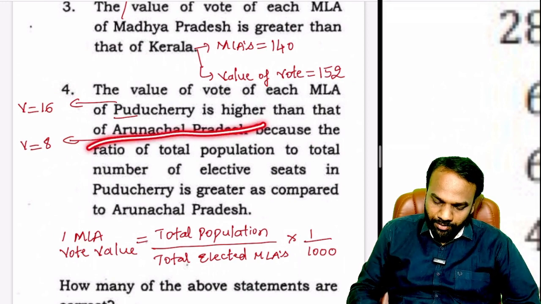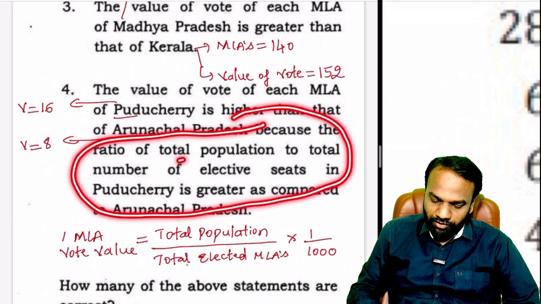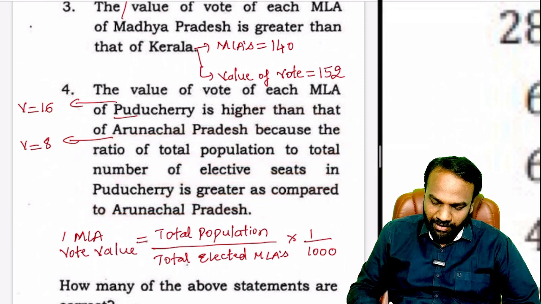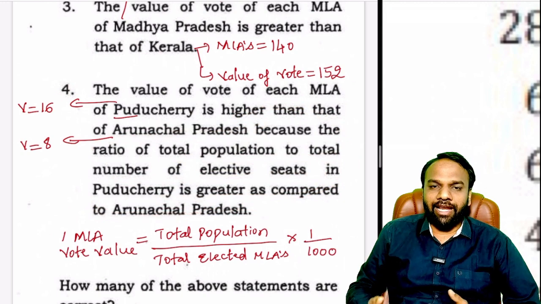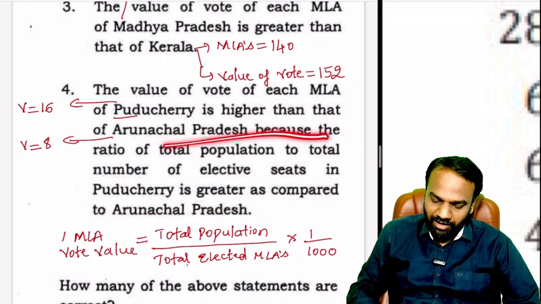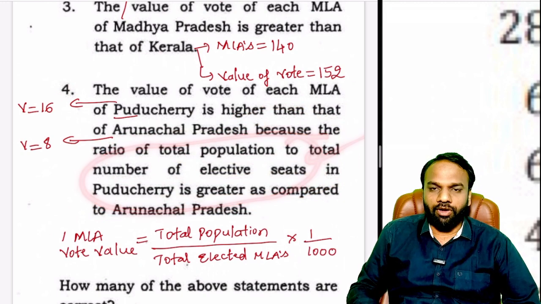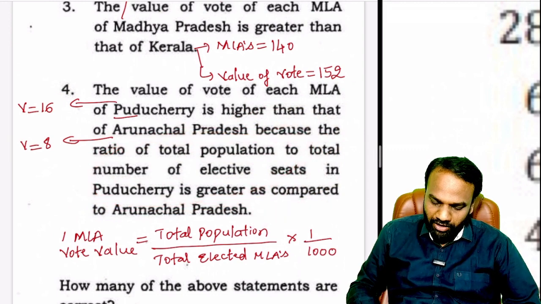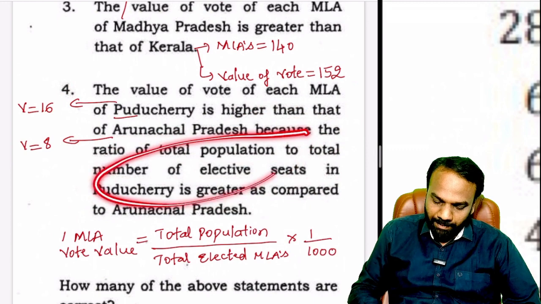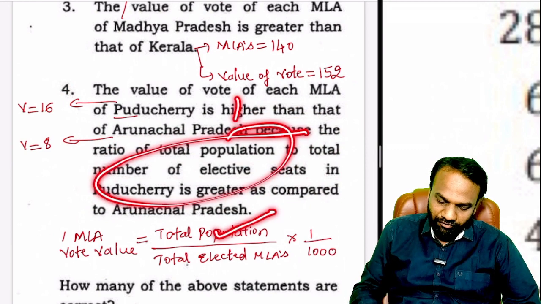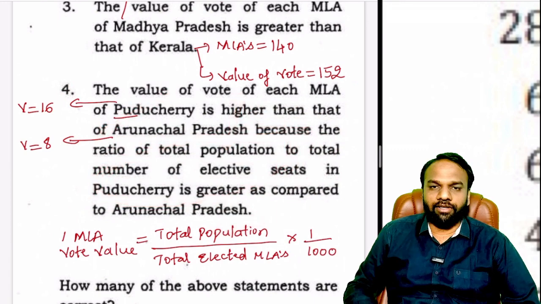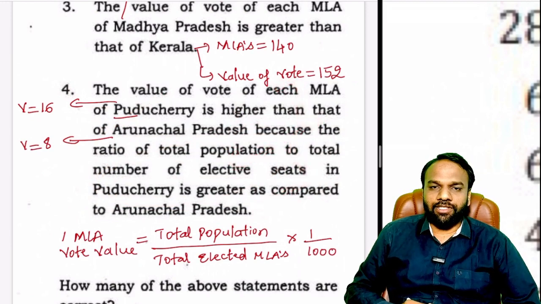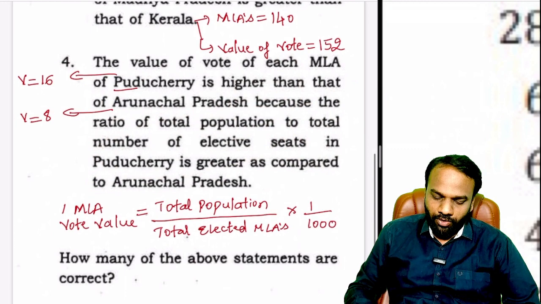The second part says that the ratio of the total population to the total number of elective seats in Puducherry is greater as compared to Arunachal Pradesh. So here they are expecting us to identify whether the formula which they have given is correct or wrong. Already I have written the formula here: total population divided by total elected MLAs. So the second part of the statement is right, and the first part is already right. From this we understand that the fourth option is correct. So among the four options, only one is correct.